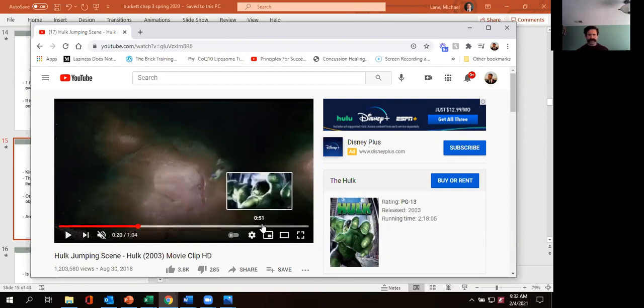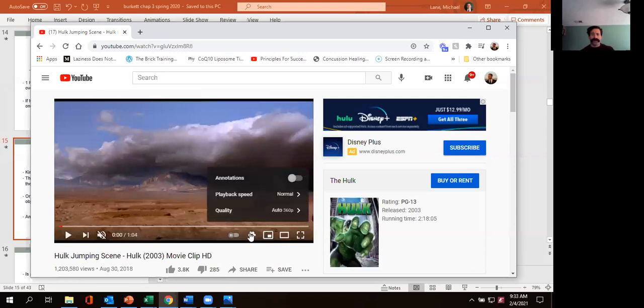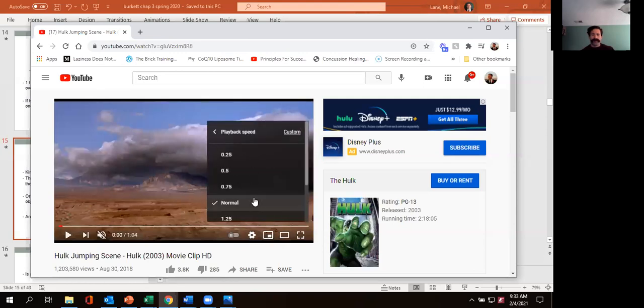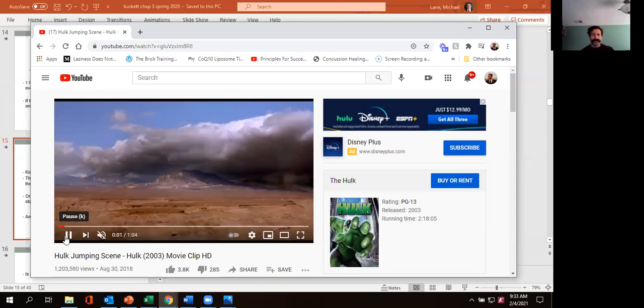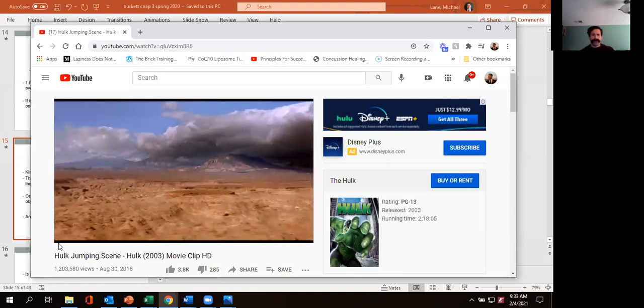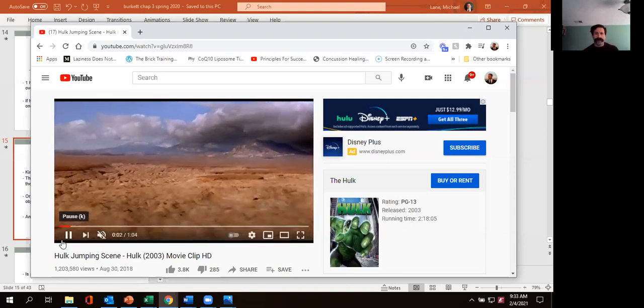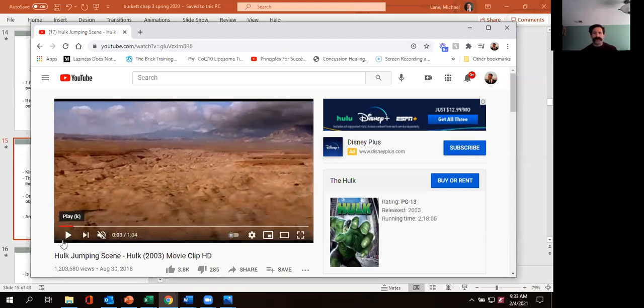There's a part where he literally jumps up high enough to punch a fighter jet. But okay, what we're going to do here is go to settings, playback speed. We're going to go to quarter time, okay? From there, we're going to hit play. See the nice little CGI Hulk flying through the air. So what we would do is, see how he's just about to touch the ground.